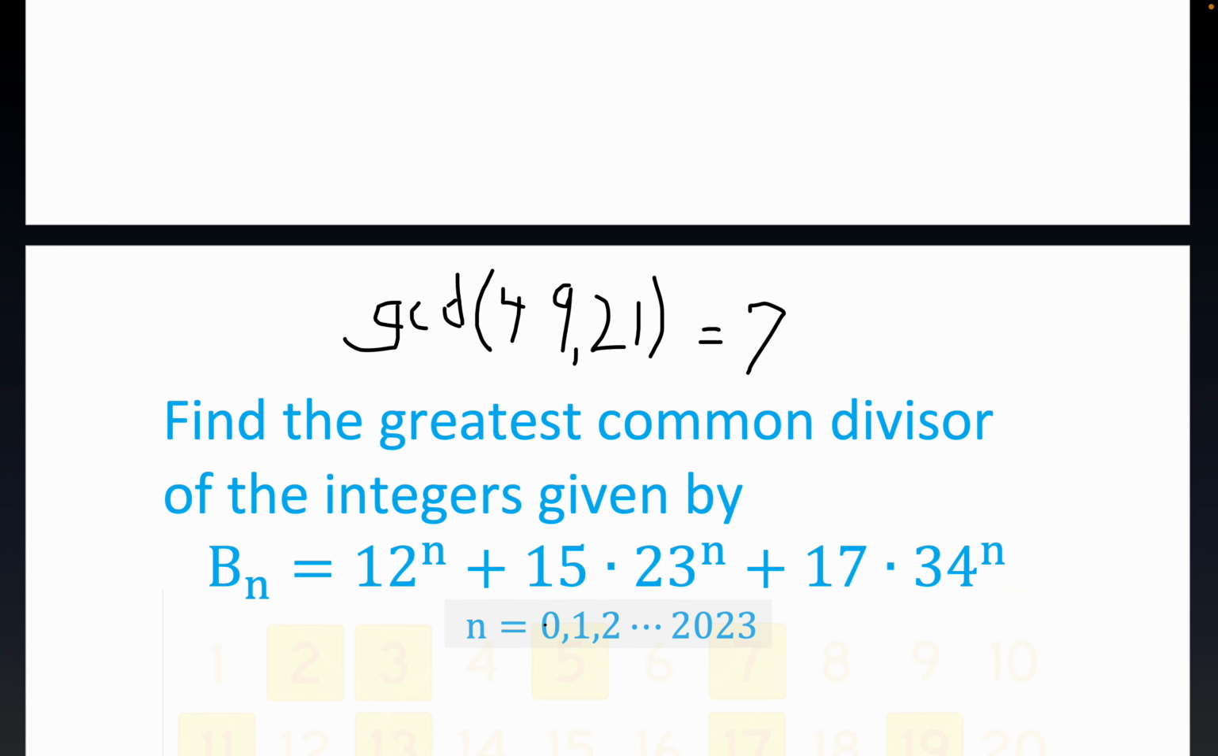Now, what we have right here looks impossible, okay? We're supposed to find the greatest common divisor of 2024 terms. Let me write that down just to emphasize. 2024 terms. This is a year problem, but we start at 0 just because it makes the calculation slightly easier. But notice that from n equals 0 to 2023 is actually 2024 terms.